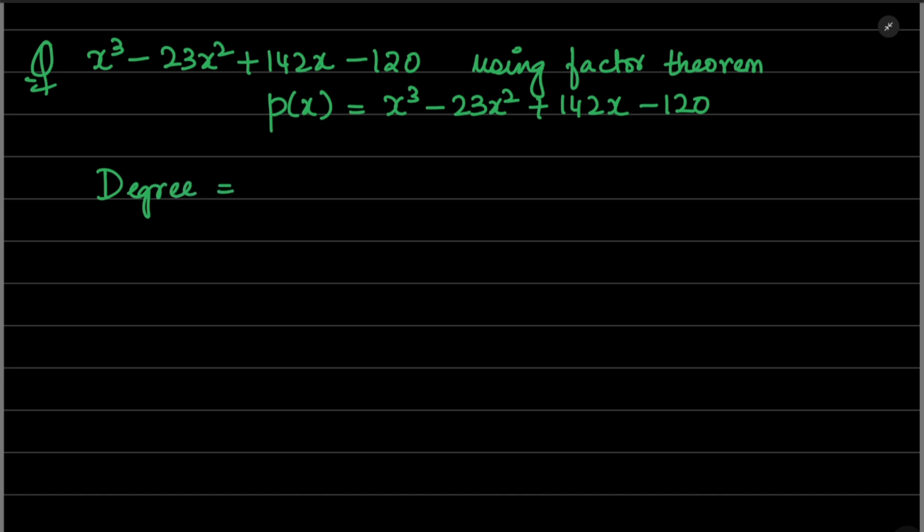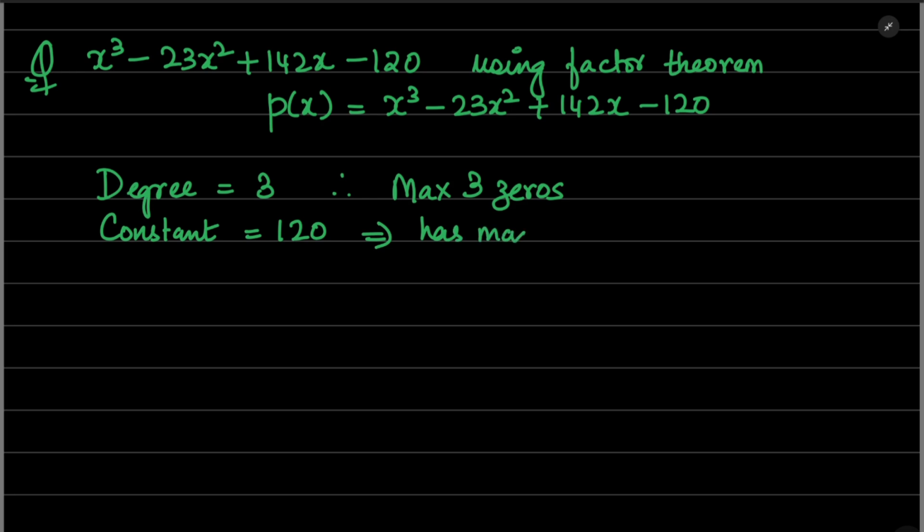Here the degree is the highest power of the variable. It's 3. Degree equal to 3, therefore maximum 3 zeros. And then, what is the constant term? The constant is 120, and 120 will have many factors. It's a bigger number. Therefore, we will use something called the hit and trial method. Hit and trial method means we will just check if 1 is a factor, if minus 1 is a factor, if 2 is a factor, and minus 2 is a factor. The minute we get any one of them as a factor, we will stop there.